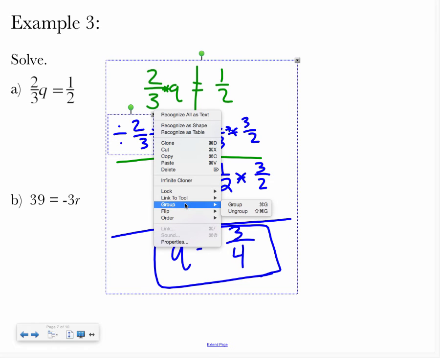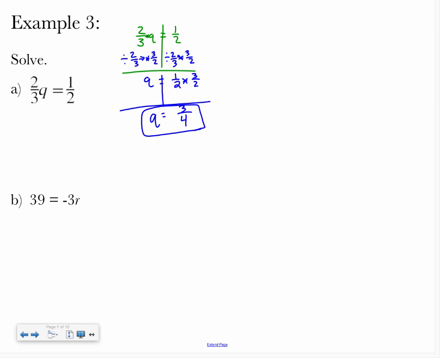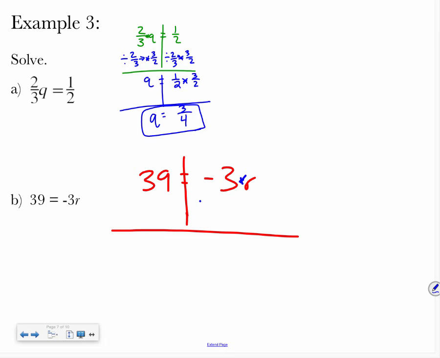I'm just going to make this smaller so that way we have more space to do our next one. Alright, now we have 39 equals negative 3r. So starting by teeing it up, if I want to get r by itself, I have a negative 3, and that's times r. So I'm going to undo multiplication with division, and I'm going to divide by negative 3. Divide by negative 3. So now I have r.